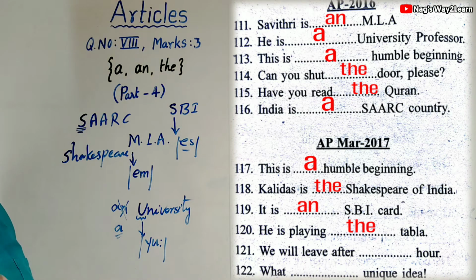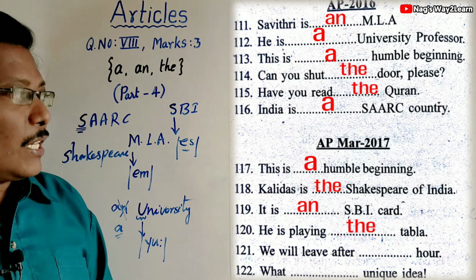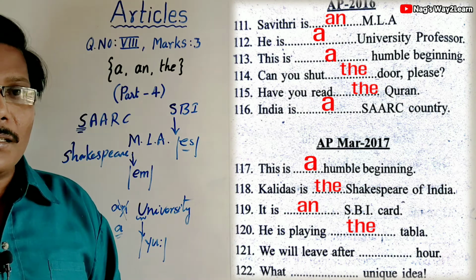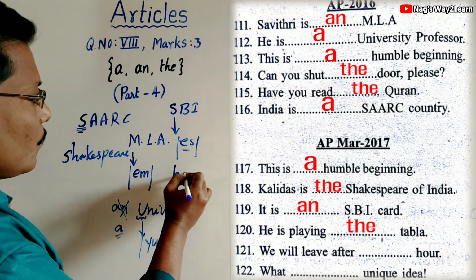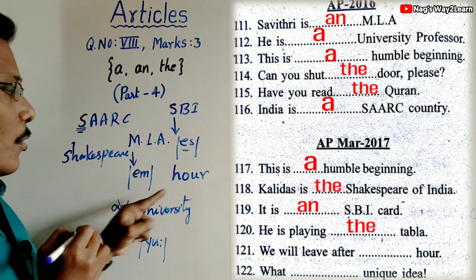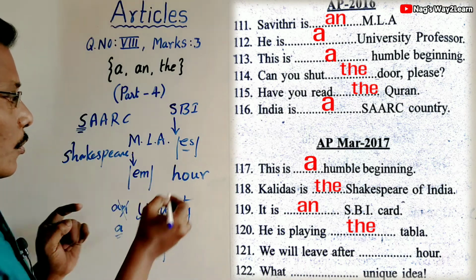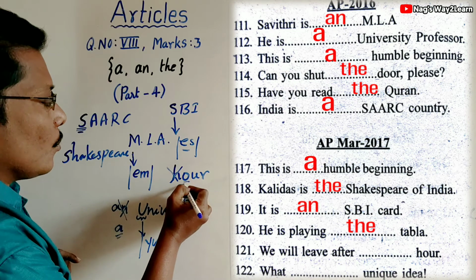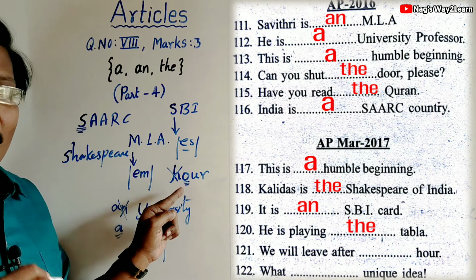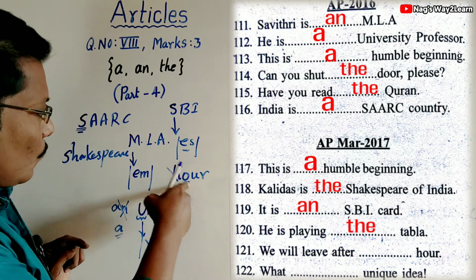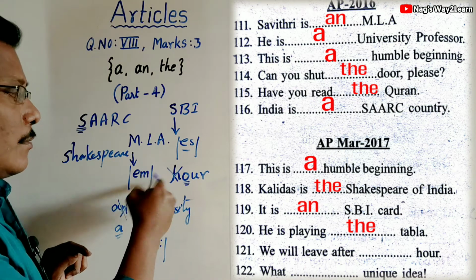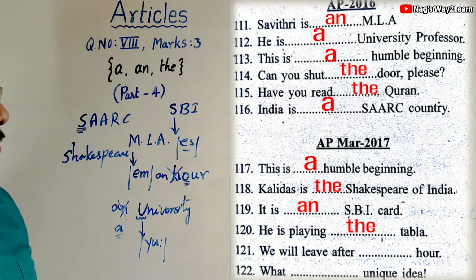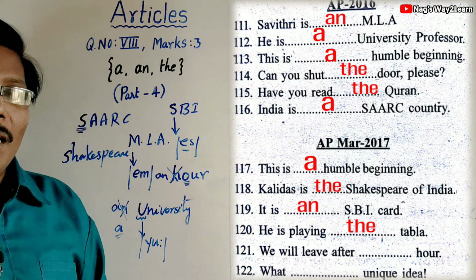Next one, we will leave after dash hour. In the word hour, H is silent. Okay, understand? In the word hour, H-O-U-R, we should not pronounce the H, it is silent. So the next letter is O. O is a vowel, and before vowels, you already know that there should be an. Therefore, we call it an hour. So the answer is an. We will leave after an hour.